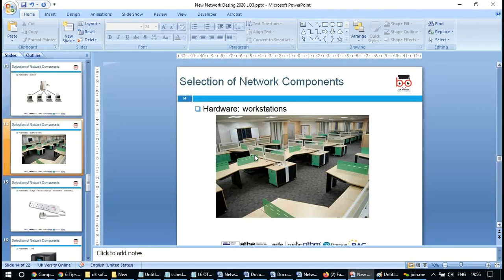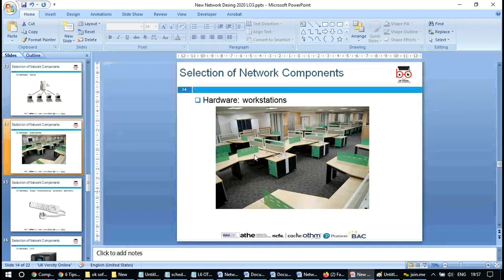And then you would require the workstation locations. A workstation is basically any desktop or laptop or any other device. You need to decide where you would be placing your workstations, which is the term generally used for the terminals.